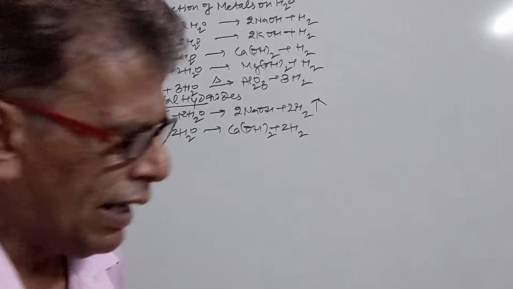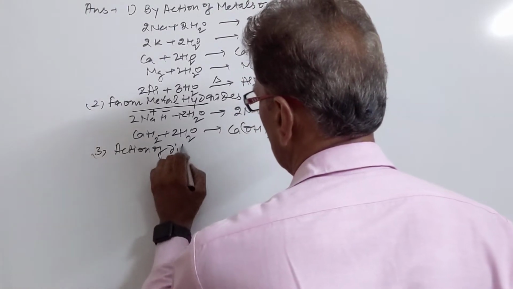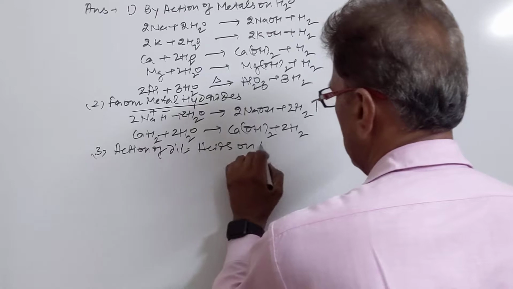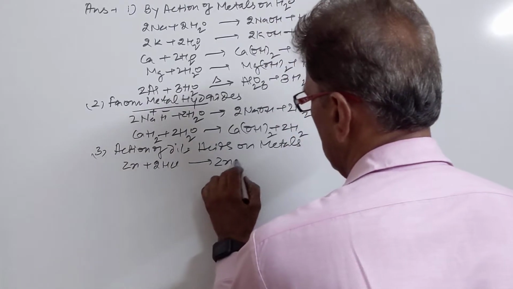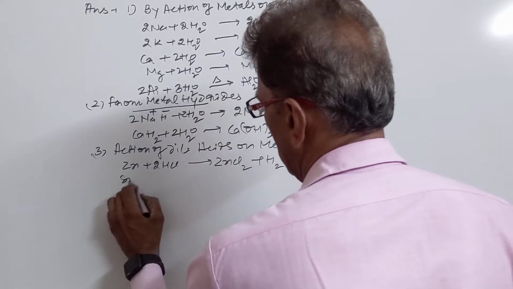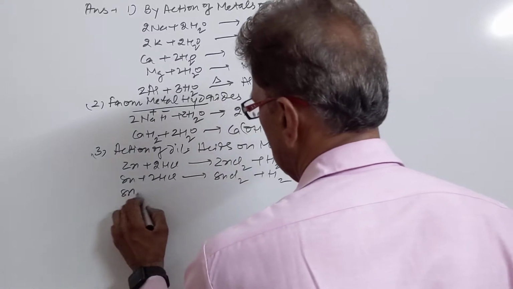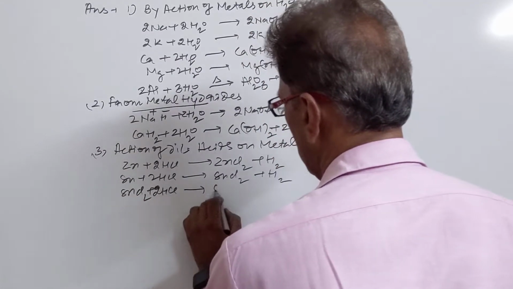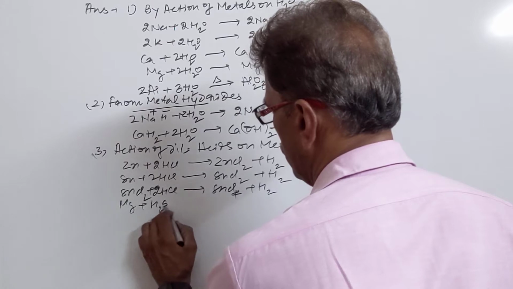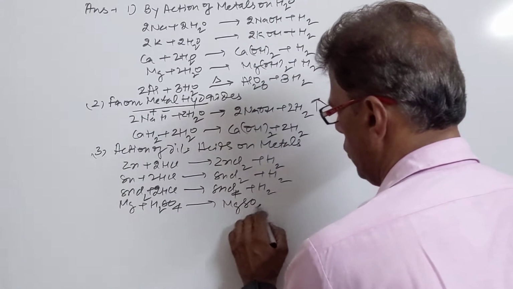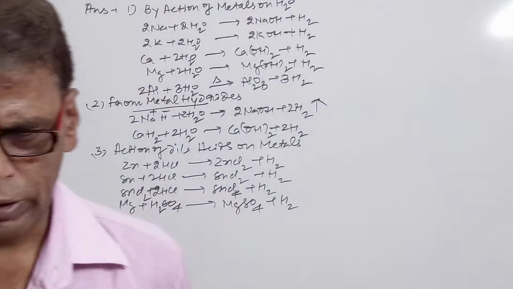Then we have action of dilute acids on metals. Zinc combines with 2HCl to produce ZnCl2 plus H2. Tin combines with 2HCl to give you SnCl2 plus H2. SnCl2 further combines with 2HCl to give you SnCl4 plus H2. Magnesium combines with H2SO4 to give you MgSO4 plus hydrogen. So these are the reaction of active metals with the inorganic dilute acids.